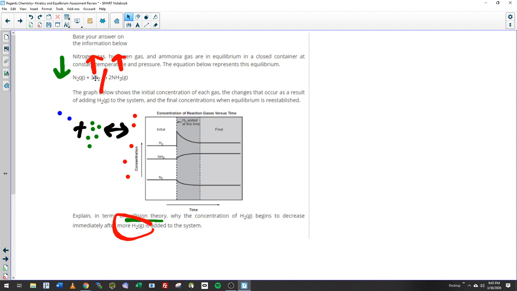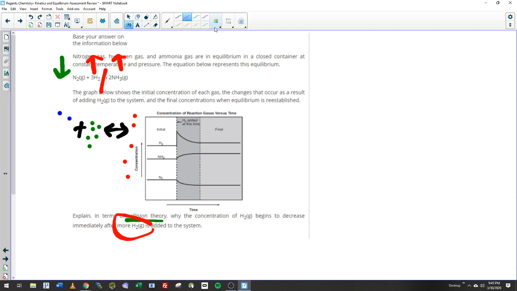When I added more of this hydrogen to the system, there were more collisions between the nitrogens, which are blue, and the green hydrogens, which produced more product. In terms of collisions, when I have more H2, there are more collisions between H2 and N2, producing ammonia. When there are more collisions, that's fantastic.